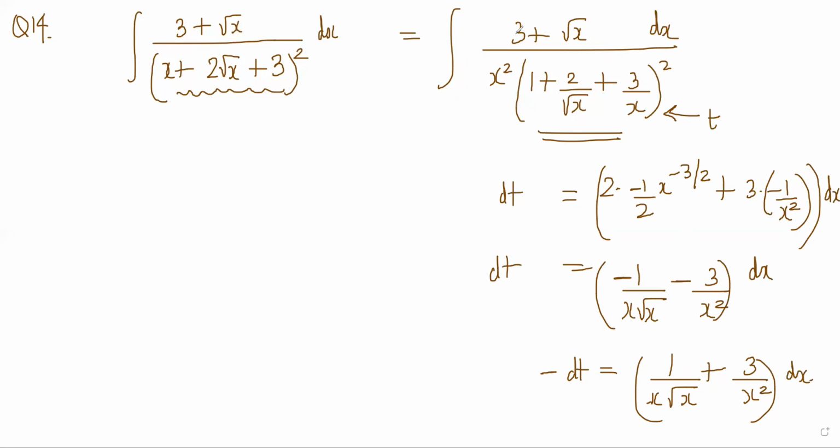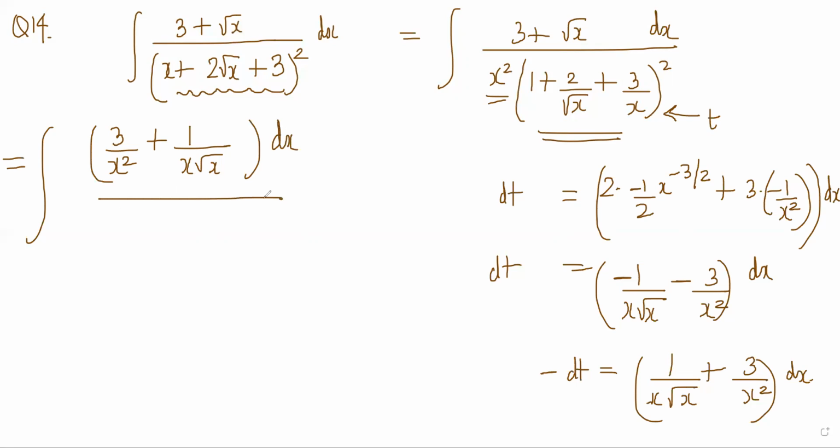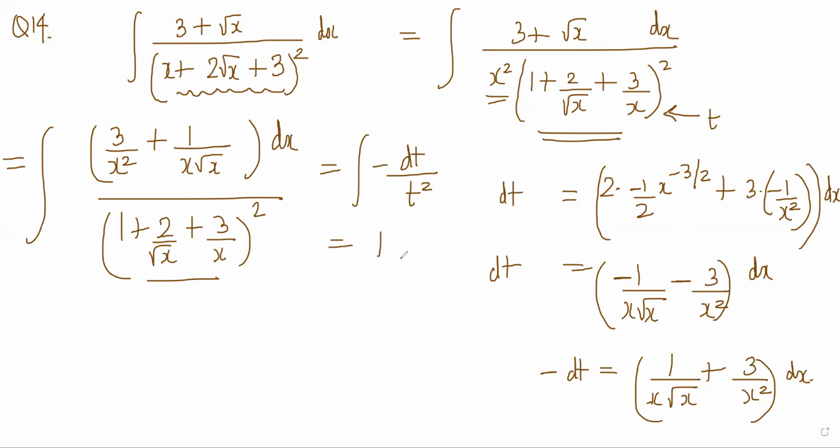Okay, and what happens if I divide by this x^2 here? Notice that the numerator becomes (3 by x^2 plus 1 by x root x) dx by (1 plus 2 by root x plus 3 by x) whole square. So now see how it has worked out when you took x^2 common. This is your t and this is your minus dt. The integral is simply minus dt by t^2, which will be 1 by t. So that will be the answer. You'll put back your 1 by t and you'll get the answer, right?